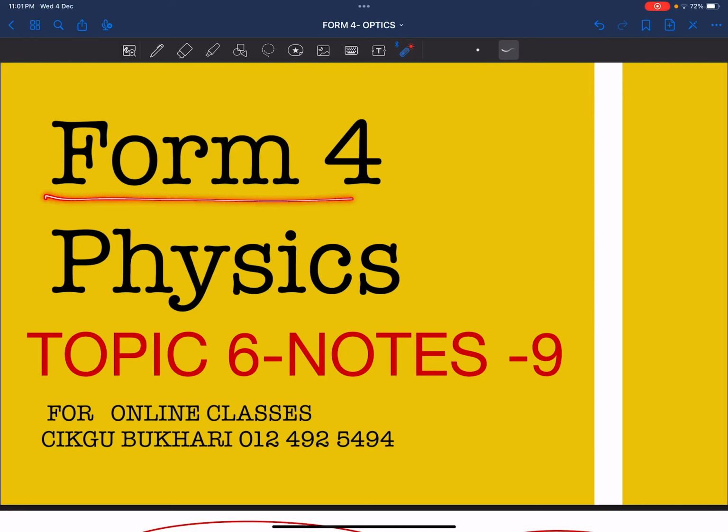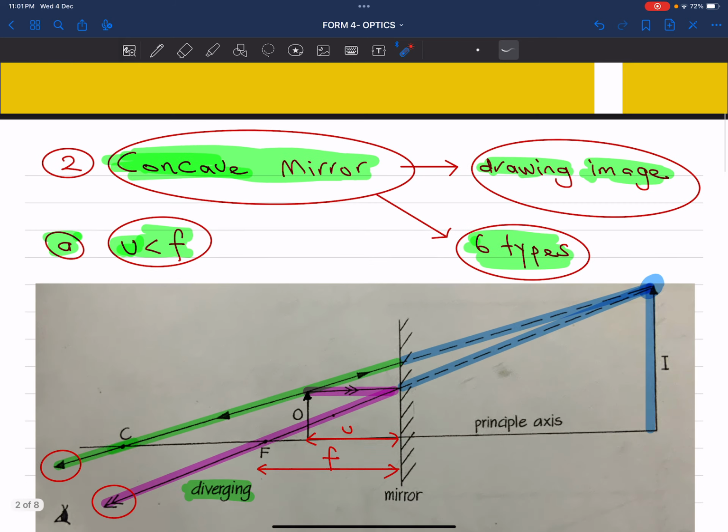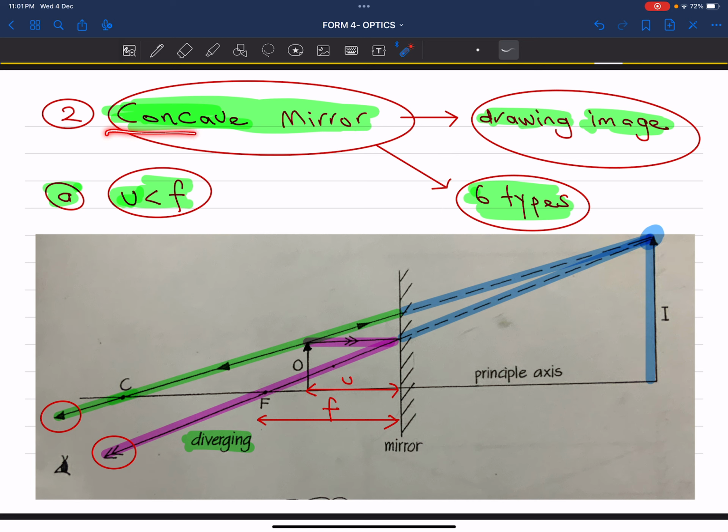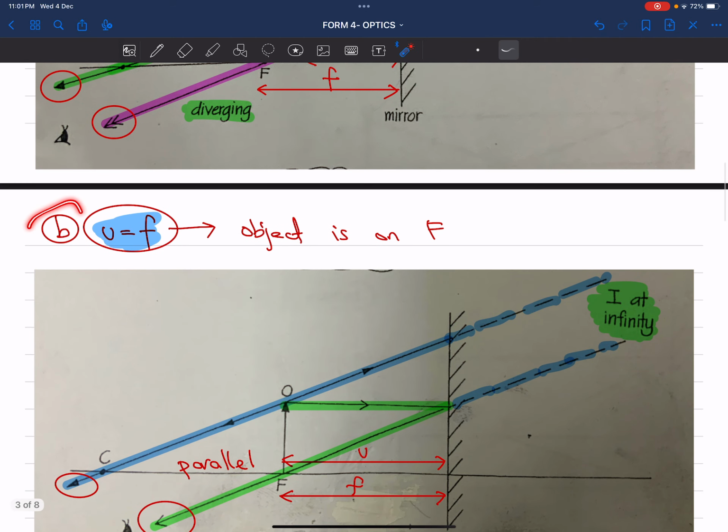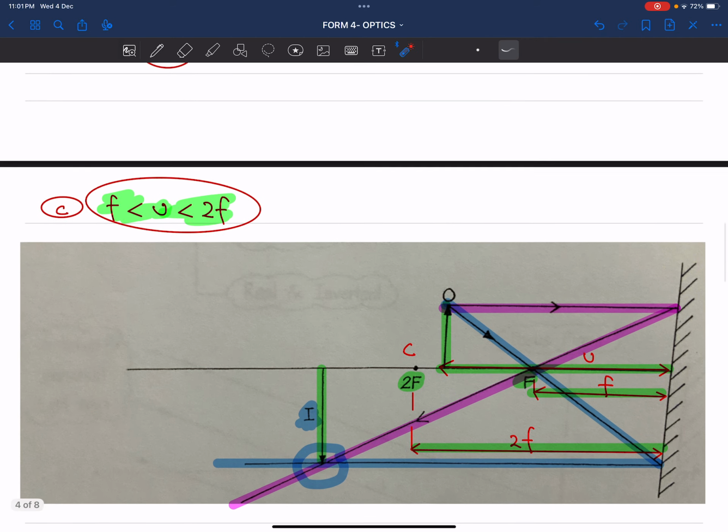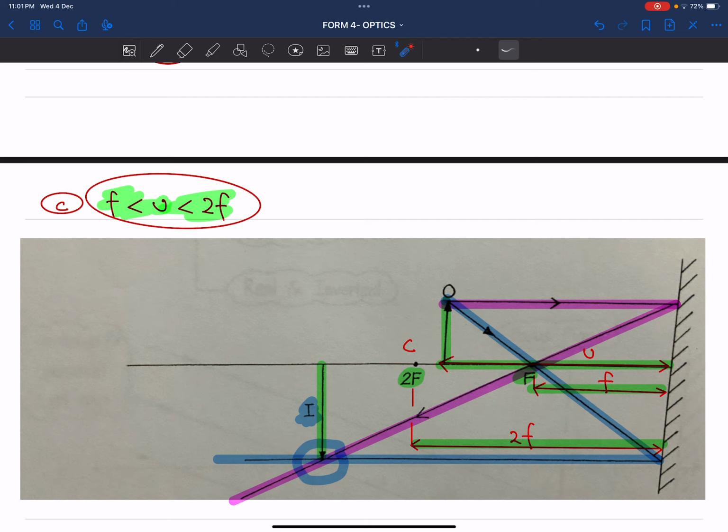Welcome, Form 4, Physics, Topic 6, Optics, Notes, Lesson 9. I assume you have watched Lesson 7 and 8. We continue on concave mirror, drawing the image. Parts A, B, and C I have done in Lesson 8.